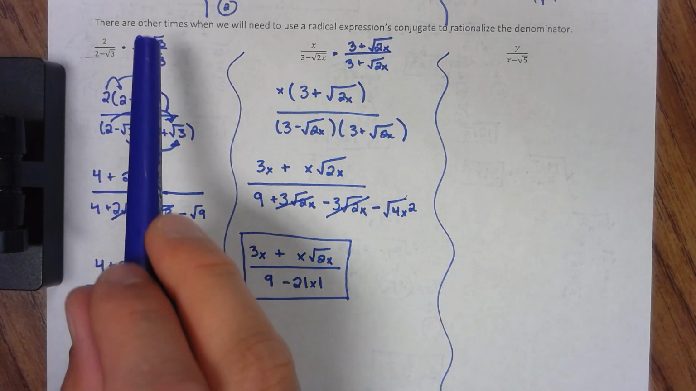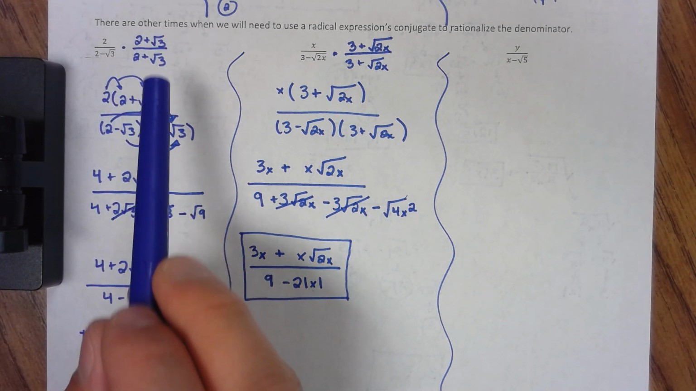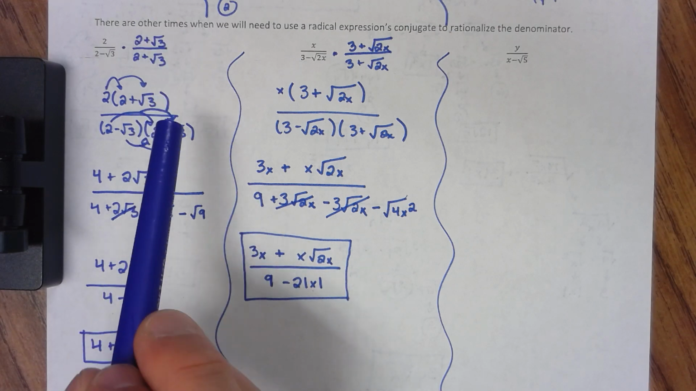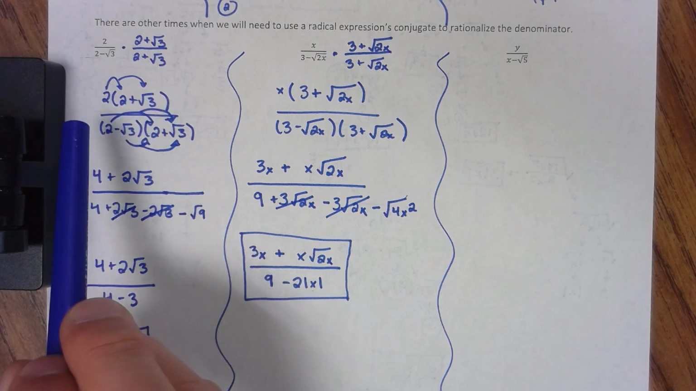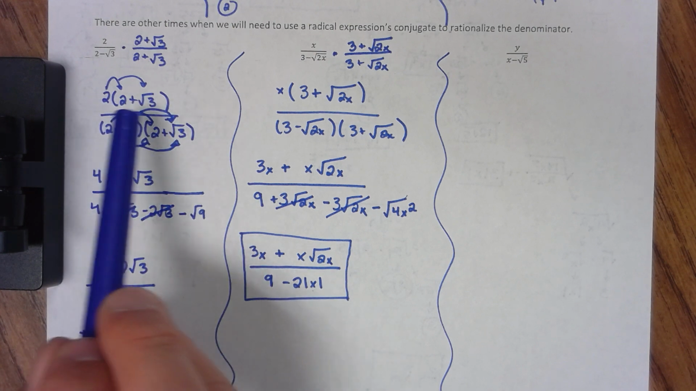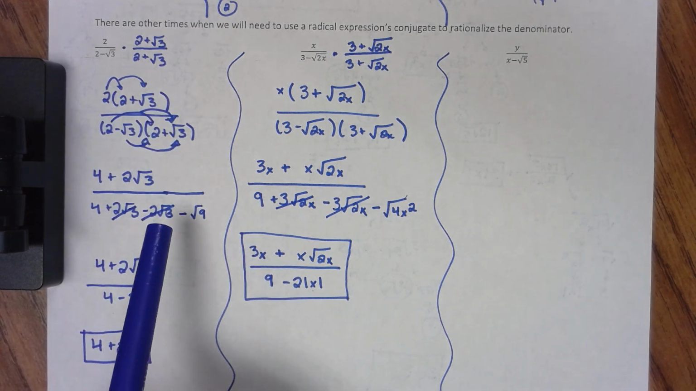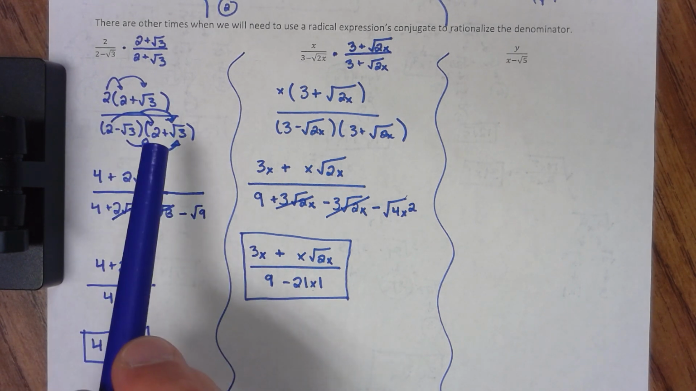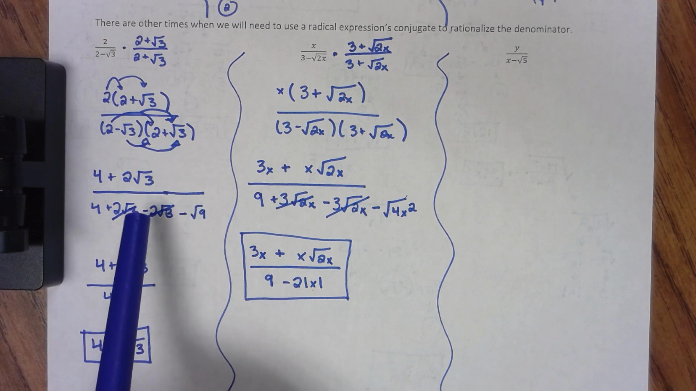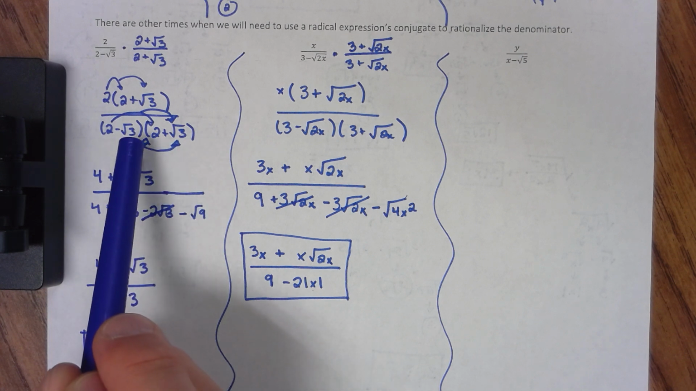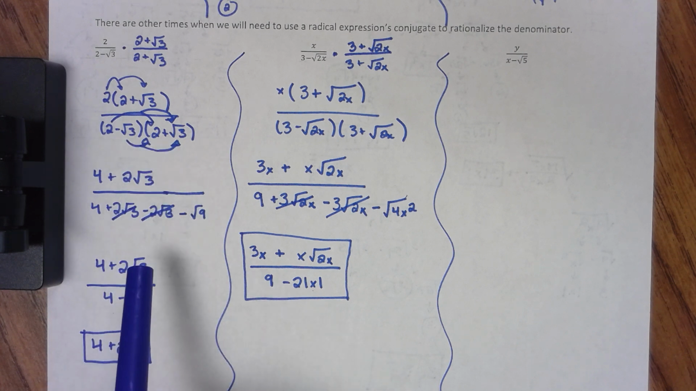Now, just like before, I need to multiply this by 1. So I'm multiplying by 2 plus root 3 over 2 plus root 3, which is 1. Then I'm doing some multiplying, some FOILing. So 2 times 2 plus root 3 is 4 plus 2 square roots of 3. And the denominator, I'm going to FOIL this. 2 times 2 is 4. 2 times root 3 is positive 2 root 3. And then negative root 3 times 2 is negative 2 root 3.